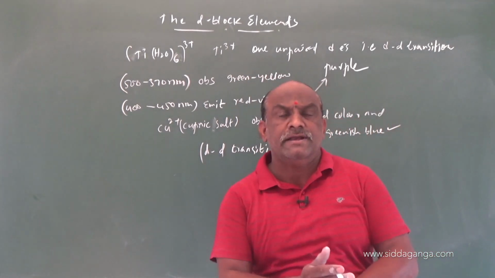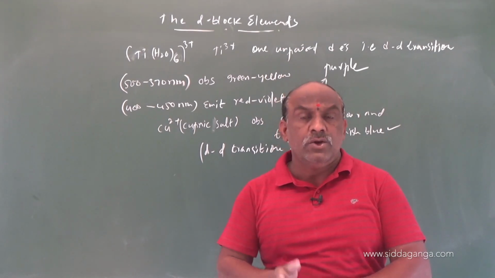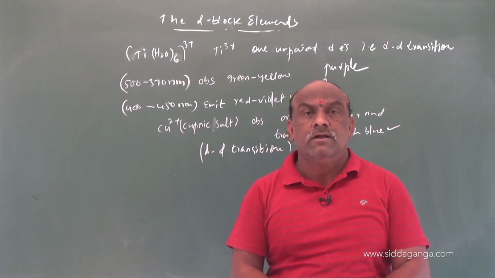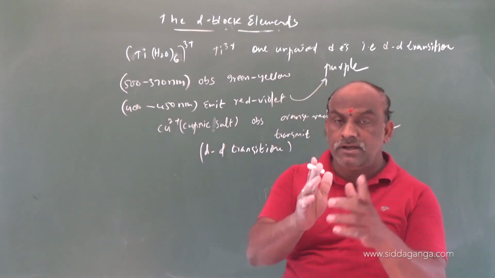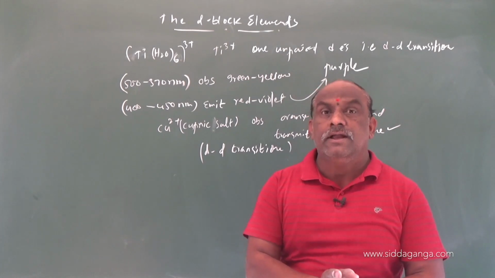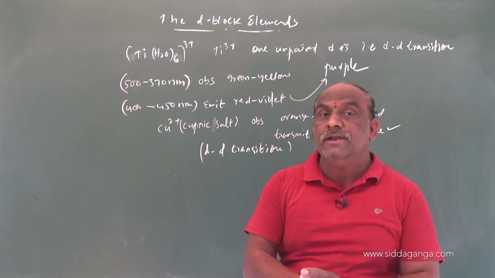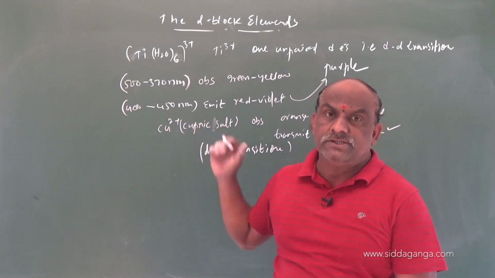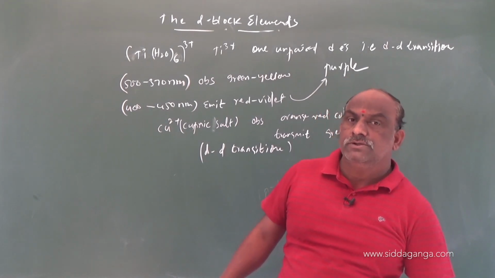t2g and eg, when the 5 d orbitals are no longer degenerate under the influence of anions or water, those act as ligands. Clear? They are electron pair donors, because vacant d orbitals are present in the metals, so they can form complex compounds.